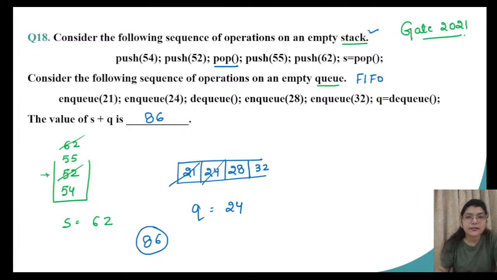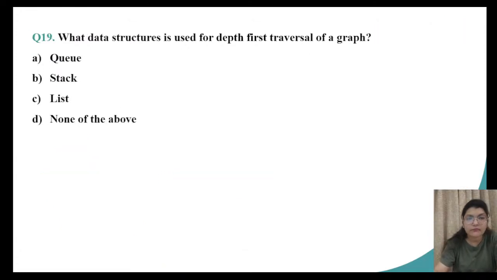62 is also popped, but we are keeping this value into S. So we have put this 62 into S variable. So the correct answer for this is stack. So depth first traversal जो है आपका, that is uses what? It uses stack. So very easy, very important.